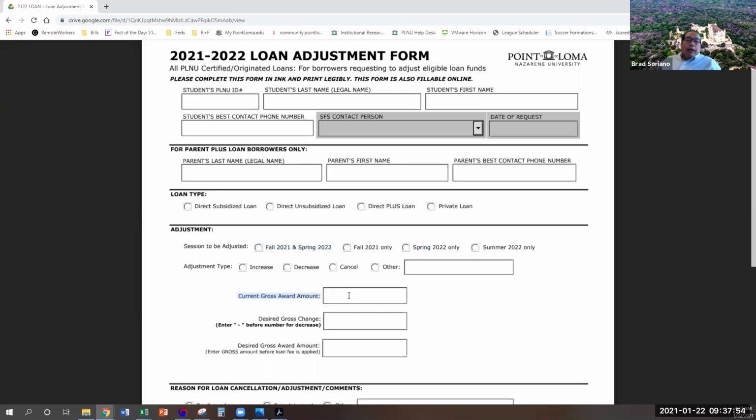So if you just mark fall, do you want $1,750 in there? Yep, $1,750 or less. It's whatever their amount is. If they want to reduce the fall, that's all they can get, because we have to have even disbursements. So they're looking at each term, whatever box they check is based on what their offer letter says. What if they want to cancel their spring disbursement? Then the gross amount will be zero.